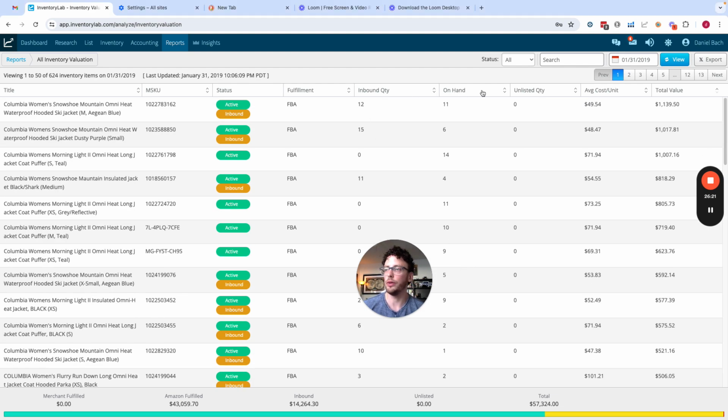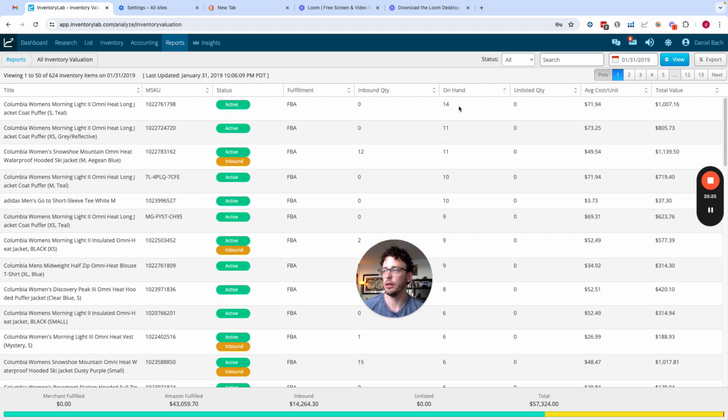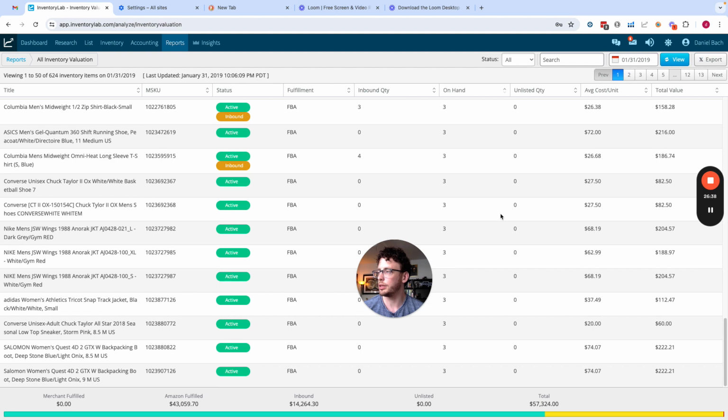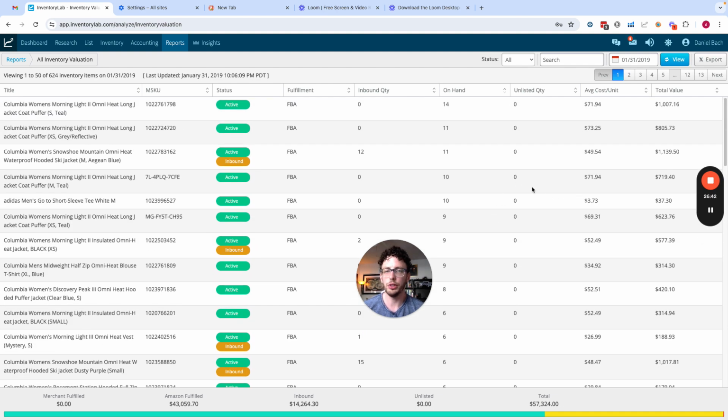You can go and figure out, all right, which one of these do I have too much in stock of? And you can see I had 14, which at the time, since we were in the middle of January, having a heavy jacket in stock, not a problem. But, yeah, a lot of Columbia at that time. Adidas, Nike, Salomon. Important sheet, you know what I mean?